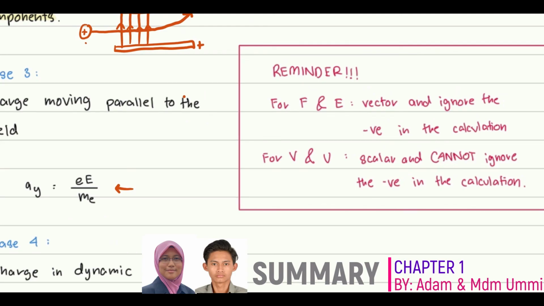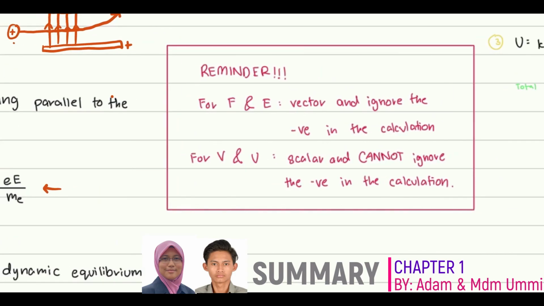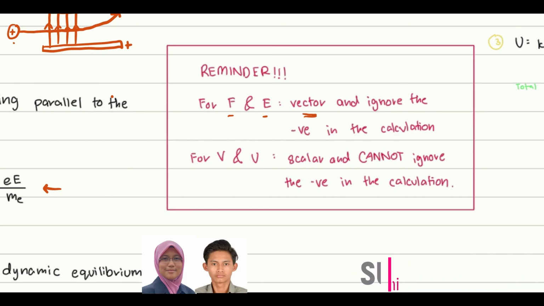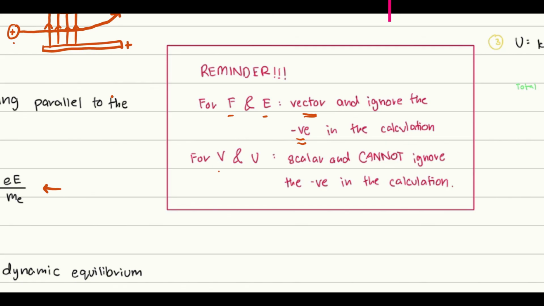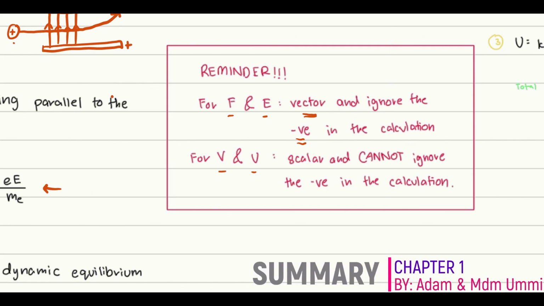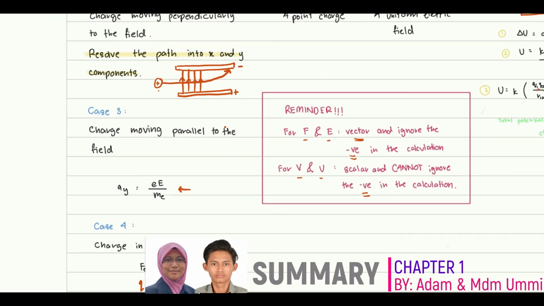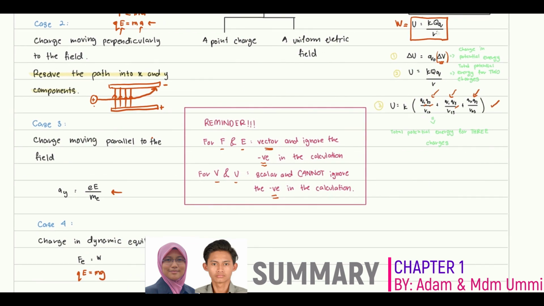Just a reminder for you: F and E are both vector quantities, so for calculation, we need to ignore the negative sign. For V and U, they are scalar, and we cannot ignore the negative sign in the calculation. You have to include the negative sign of the charge in the calculation. So that's all for chapter 1, electrostatics.